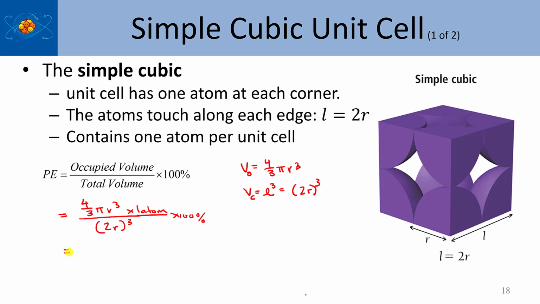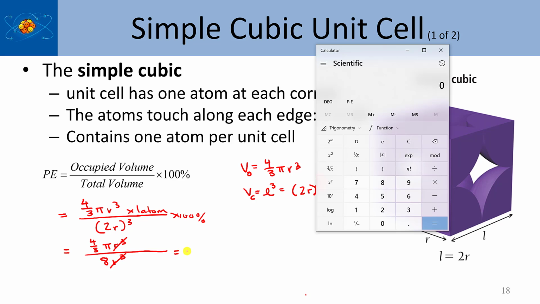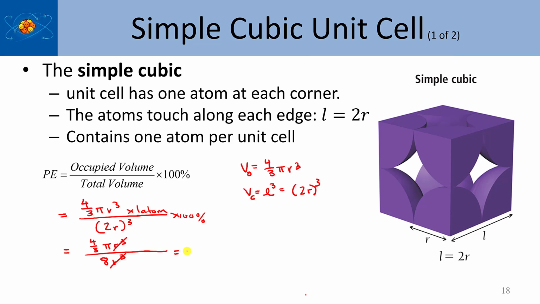I'll simplify that. Might be easier just to show it like this. The volume of the unit cell becomes 2 cubed is 8, so 8r cubed. And then the r's will cancel. And then I can just do the calculation quickly. I'll take 4 divided by 3 times 3.14159, and then divided by 8, and then times 100. So my packing efficiency is about 52.4%.